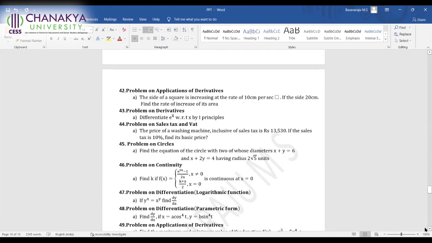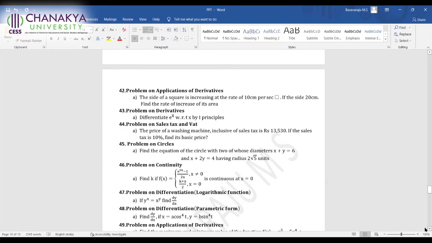That is area of a square, area of a cube, then volume of a sphere, volume of a cylinder, like this. Then problems on derivatives. This is an important one. They ask one compulsory question for writing the derivatives of 15 functions by using the first principle category.